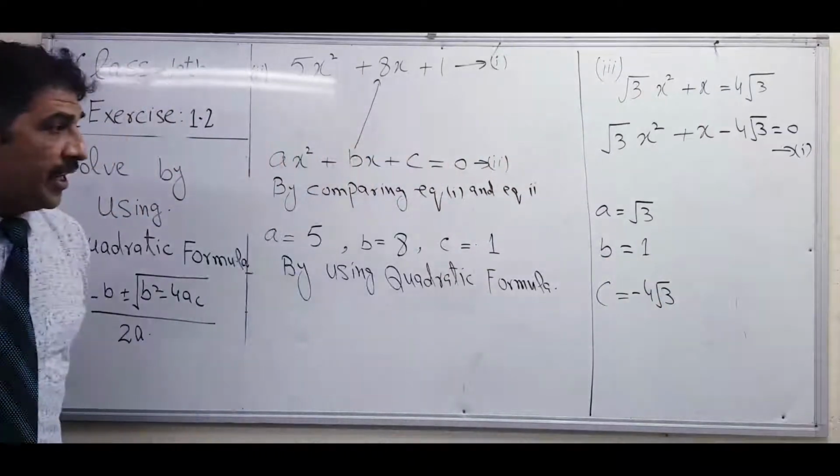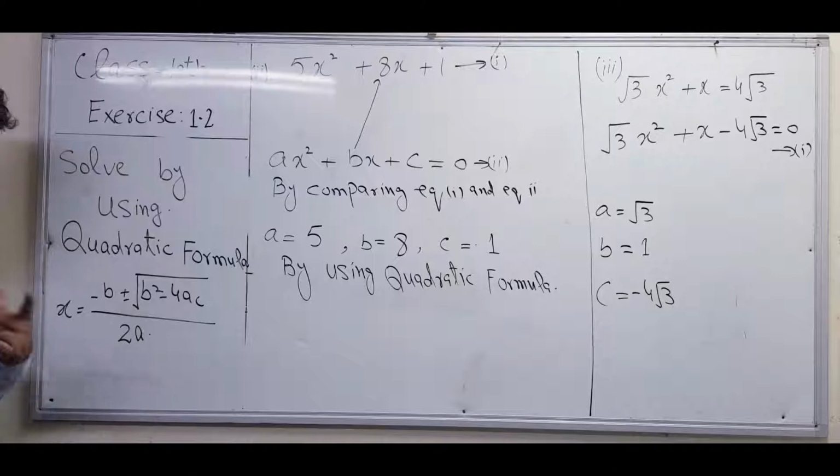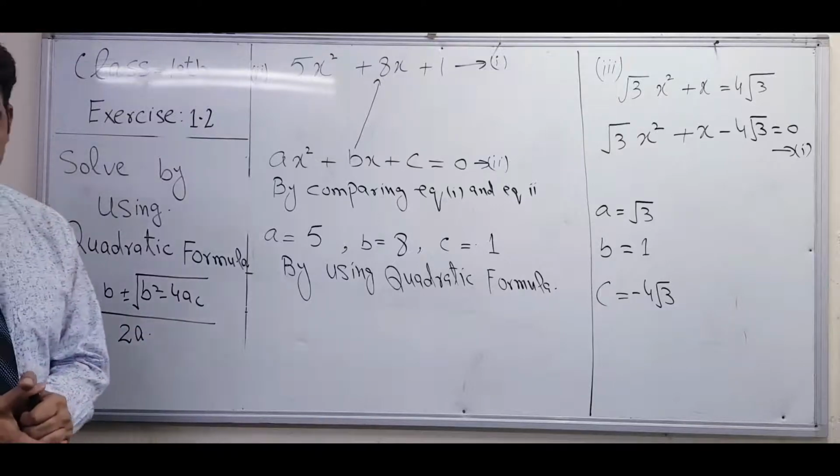Where are the values of A, B and C? This is your quadratic formula. By putting in the values, simplify and find the answer. Now it is your turn, start to solve. Thank you very much.